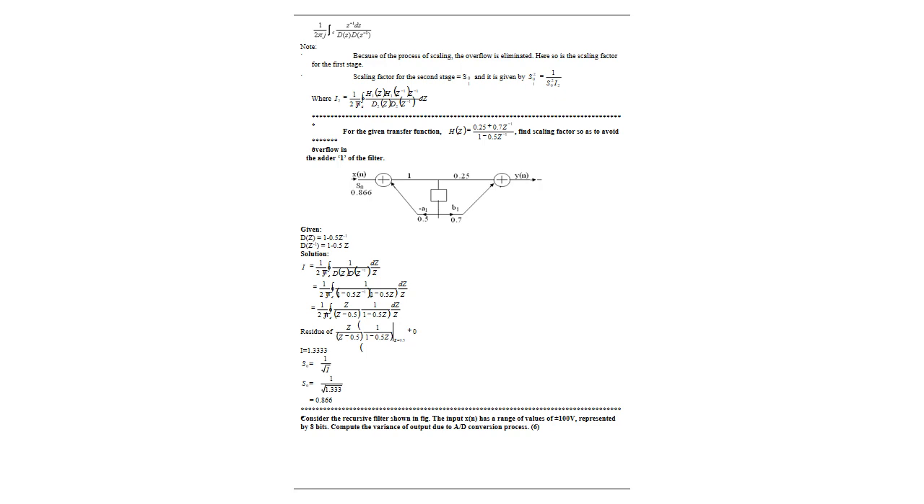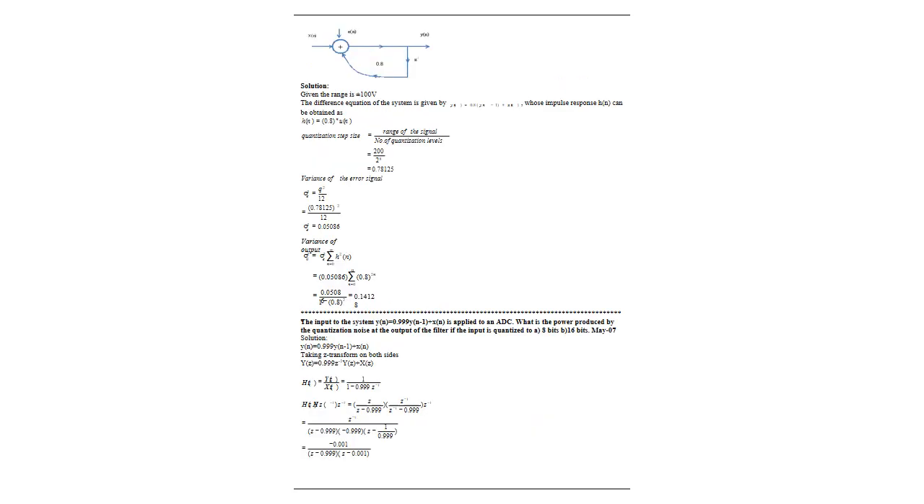The input x of n has a range of plus or minus 100 volts, and it is represented by 8 bits. We have to compute the variance of the output due to the analog to digital conversion process. First, we write the solution. The given range is plus or minus 100 volts.